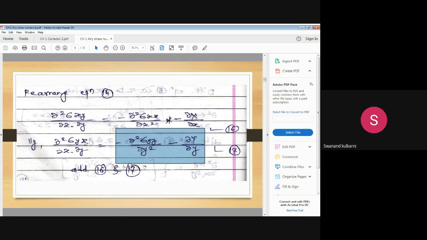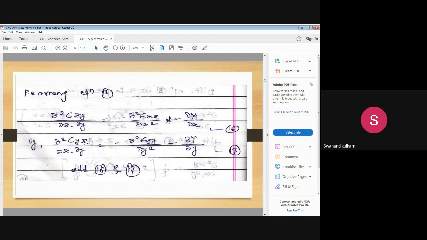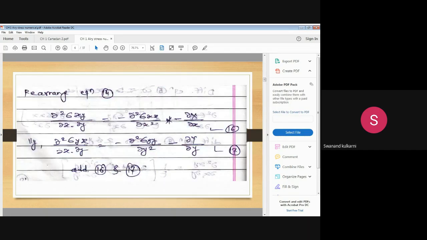Is it okay? So equations 16 and 17 you can understand here. That is only a rearrangement of equations 14 and 15. Is it okay? So equations 12 and 13 are the differential equations. Equations 14 and 15 are the differentiation of equations 12 and 13. And equations 16 and 17 are only a rearrangement of equations 14 and 15. Now we are going to add these two equations. In order to get their summation, let us refer to the next slide.